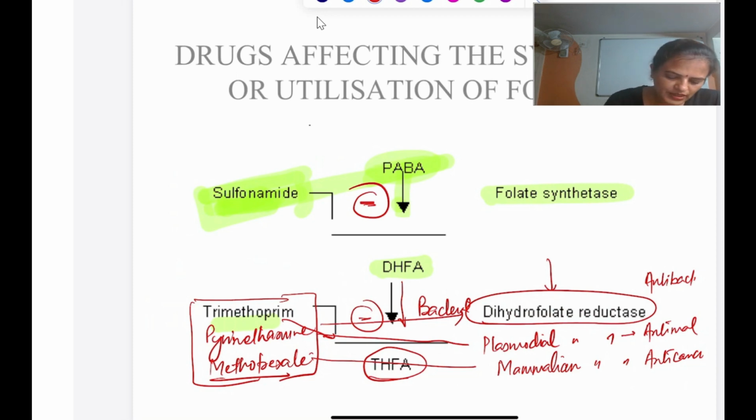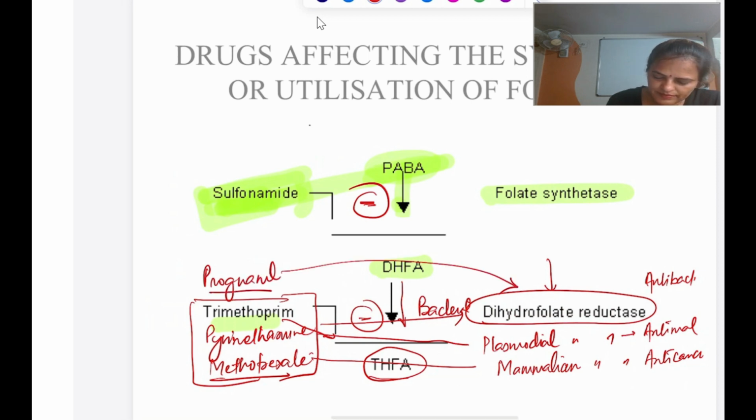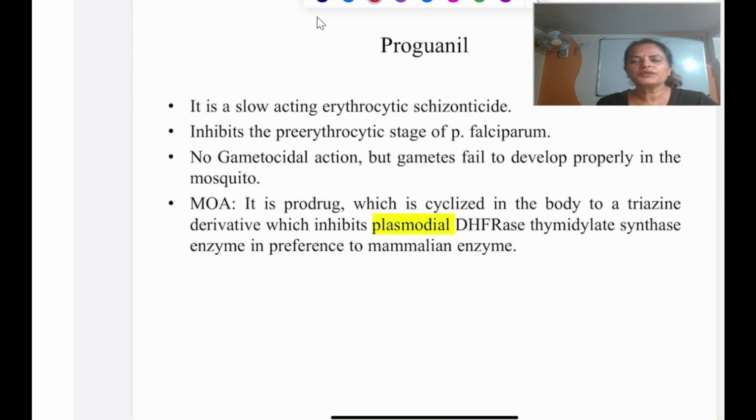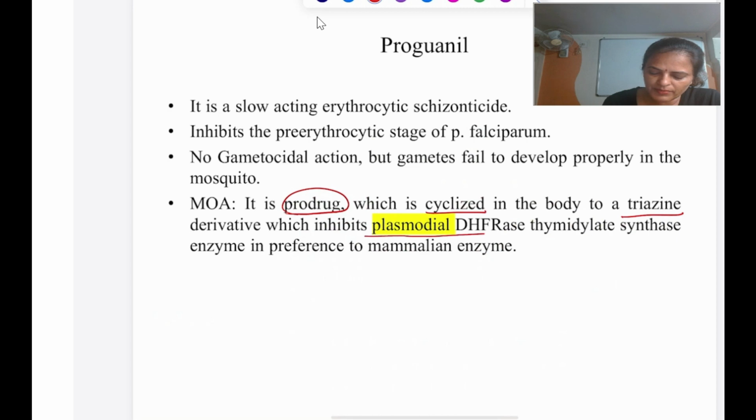Now coming to this step, what other drugs inhibit this? Another drug is proguanil. This also inhibits this. How is it going to inhibit? It is a prodrug, undergoes cyclization within the body and forms a triazine derivative which is going to inhibit the plasmodium dihydrofolate reductase enzyme. So it is slow acting. All of them are slow acting erythrocytic schizonticides.